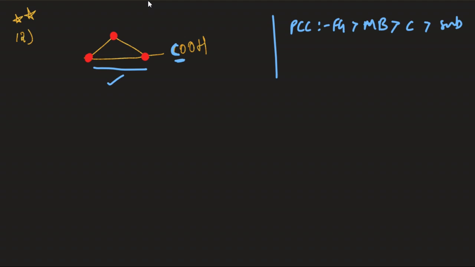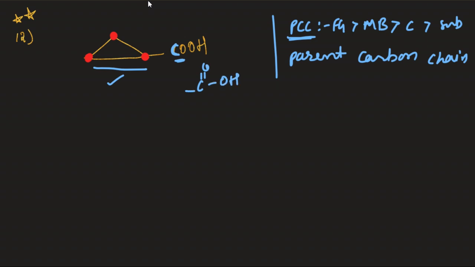What is the full form of PCC? Parent carbon chain. So when you see the carboxylic acid, C double bond O OH, there is no chain here. So whenever you get one functional group with a ring, always choose what? Ring. So what you have learned here, whenever you get one functional group and one ring, which one will you choose as a parent carbon chain? The ring will be acting as a parent carbon chain. Right, so can I take this as the first number? Second and third. Right.